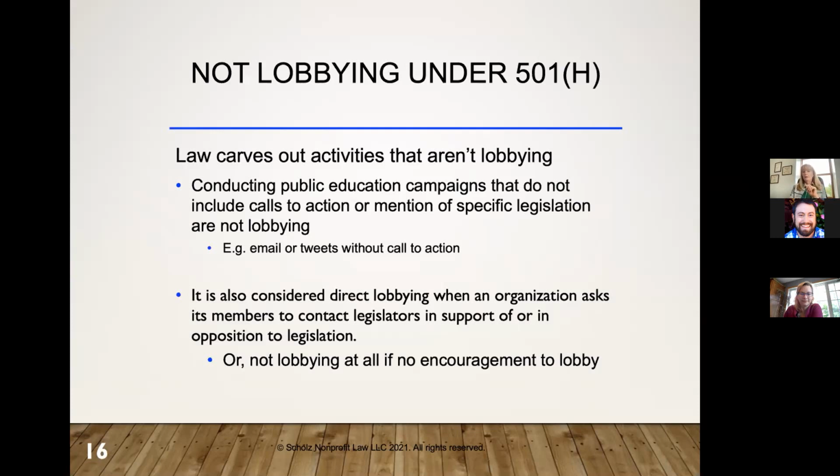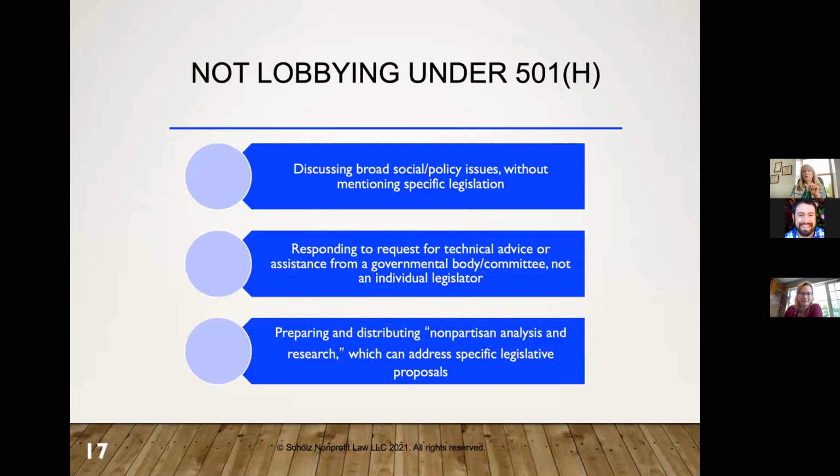And then under 501H, this is where the benefits of 501H really come in, is that there's a number of things that are defined as not being lobbying. And so that, I think, really helps give people guidance on how to communicate with legislators. So one of them is a carve out for discussing broad social policy issues without mentioning specific legislation. Of course, we've already talked about that. Another is responding to a request for technical advice or assistance from the governmental body or committee, so a request to testify.